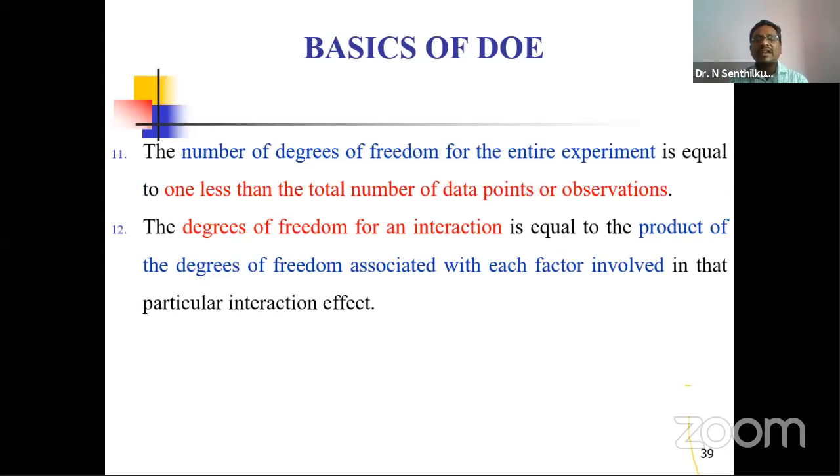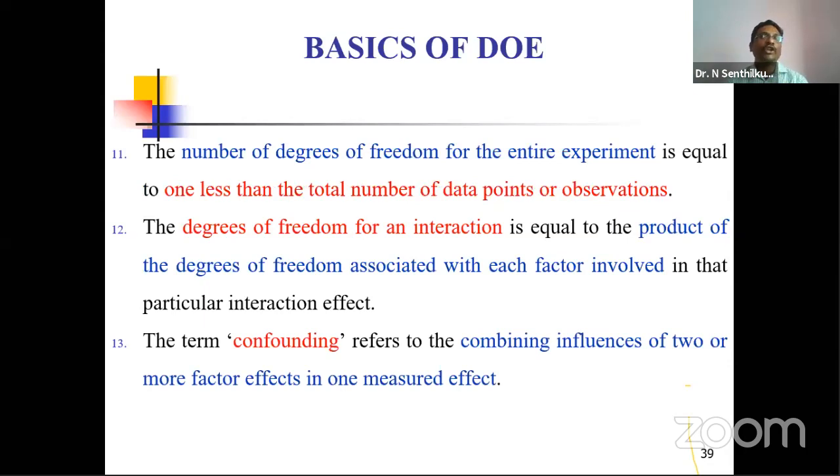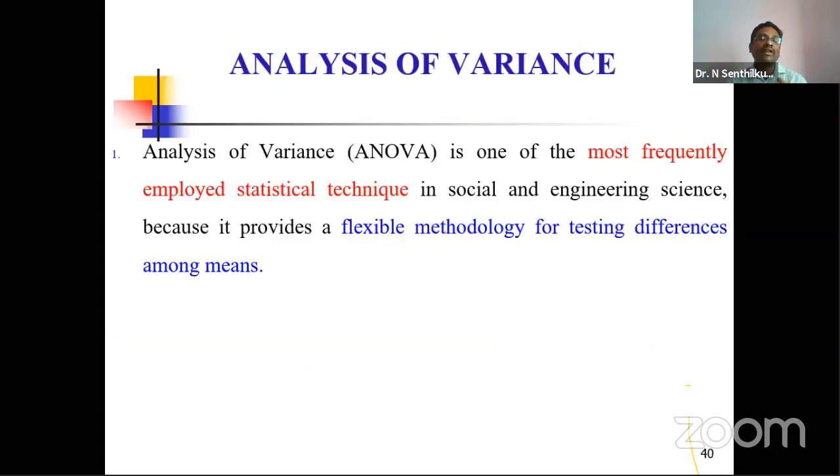So what is the degrees of freedom for an interaction? A, B: A and B are main effects, and AB is an interaction. For A, if I consider three level values, then the degrees of freedom for A is 3 minus 1, which is 2. Similarly, for B, consider 2 degrees of freedom. Then for the interaction AB, the degrees of freedom is equal to the degrees of freedom of A, 2, into the degrees of freedom for B, 2, which is equal to 4. So it is the product of the degrees of freedom for one parameter and the degrees of freedom of the other parameter. See, compounding, that is the inability to separate the effects of one over the other.